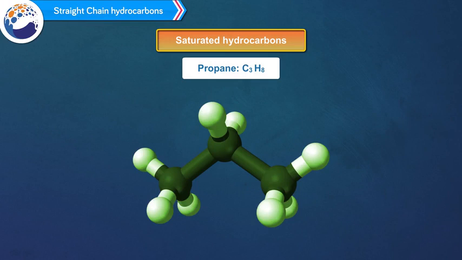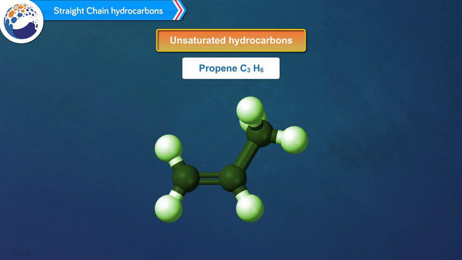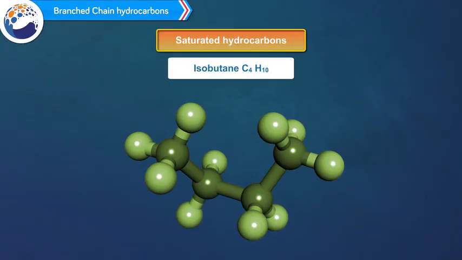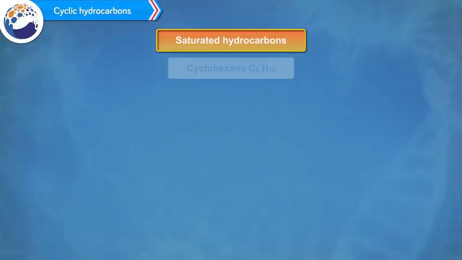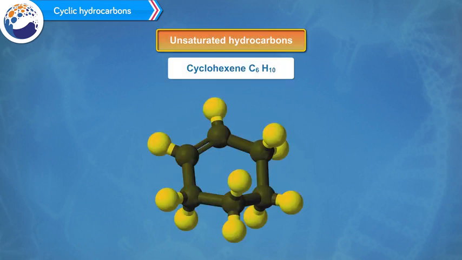Straight chain hydrocarbons. Saturated hydrocarbons: propane, C3H8. Unsaturated hydrocarbons: propene, C3H6, propyne, C3H4. Branch chain hydrocarbons. Saturated hydrocarbons: isobutane, C4H10. Unsaturated hydrocarbons: isobutylene, C4H8. Cyclic hydrocarbons. Saturated hydrocarbons: cyclohexane, C6H12. Unsaturated hydrocarbons: cyclohexene, C6H10.